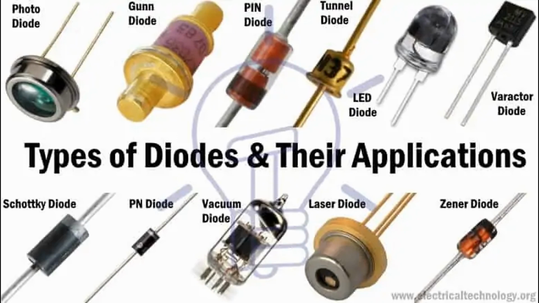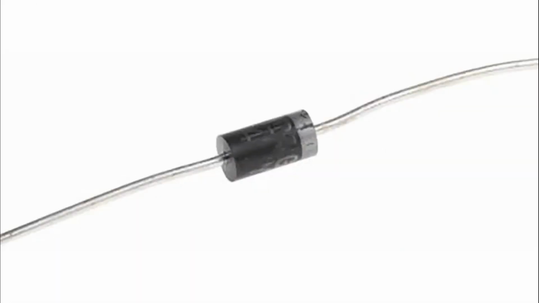When a positive voltage is applied to the anode terminal and a negative voltage to the cathode terminal, the diode allows current to flow through it. However, if the polarity is reversed and a positive voltage is applied to the cathode and a negative voltage to the anode, the diode blocks the current flow. Diodes are commonly used in various electronic circuits for rectification, voltage regulation, signal demodulation, and other applications.